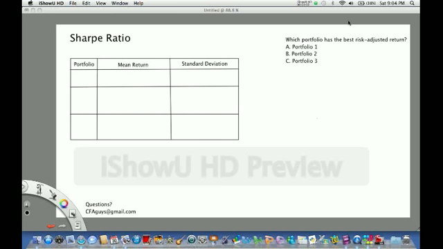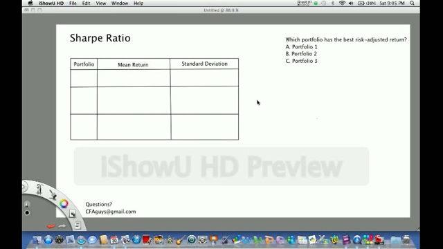I wanted to go over a quick question, something you might see on the test in the test format. As you can see over here, we have the format in which they would ask a multiple choice question with 3 answers, A, B, and C. The question is, which portfolio has the best risk-adjusted return? Whenever we hear the term risk-adjusted, we automatically think of this term called a Sharpe ratio, which is what we're going to go over today.